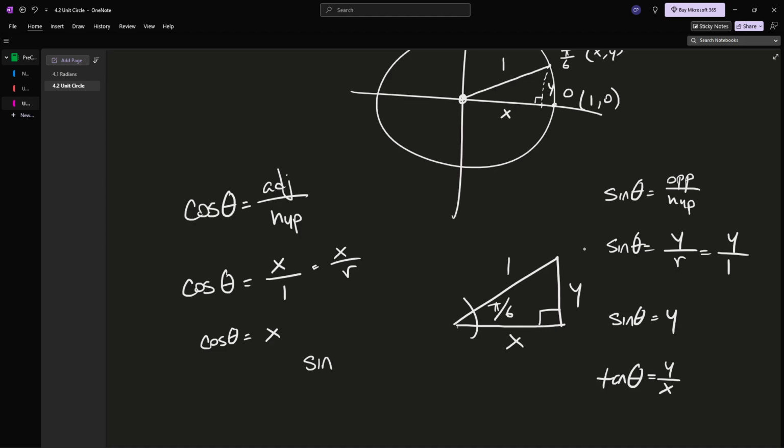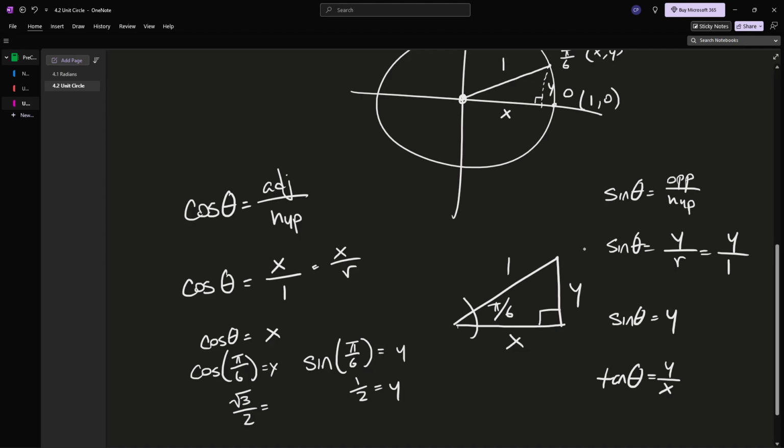Where sine of pi over 6 would give us my y. And when we do sine pi over 6, this is where we want to use a calculator. At this point, I won't ask you to memorize these values. We'll see a pattern. We'll see it makes some sense. But sine pi over 6 ends up being 1/2, so y equals 1/2. And cosine pi over 6 is x. So therefore, root 3 over 2 equals my x.